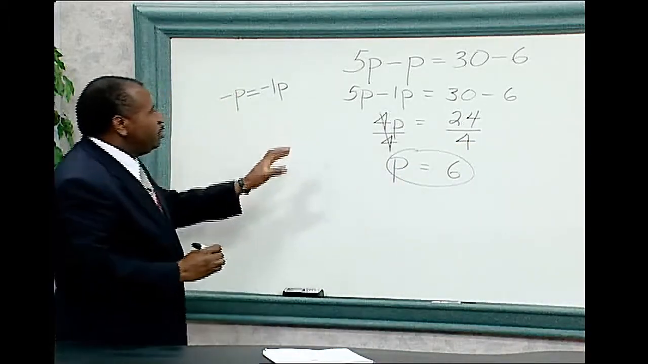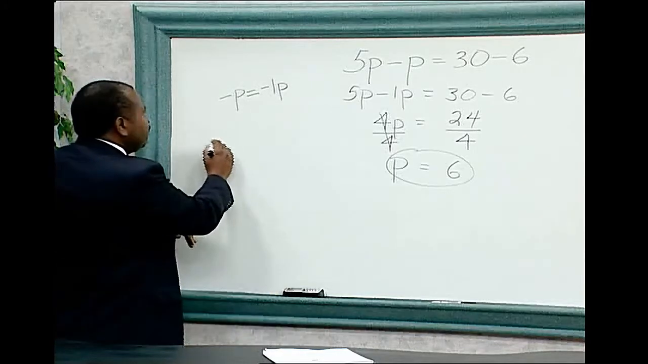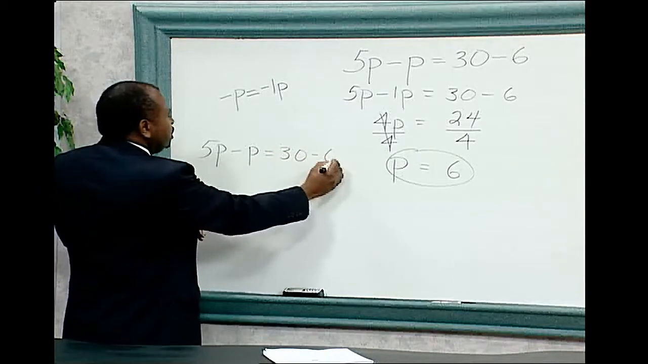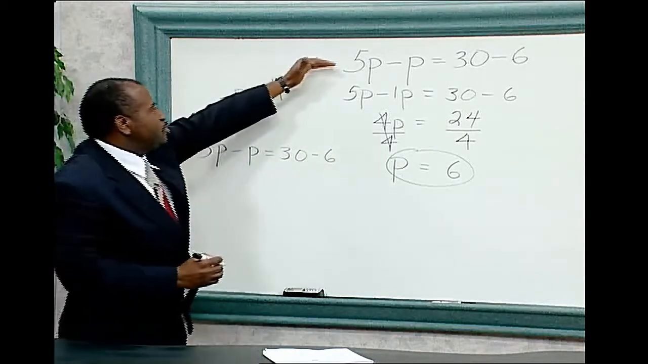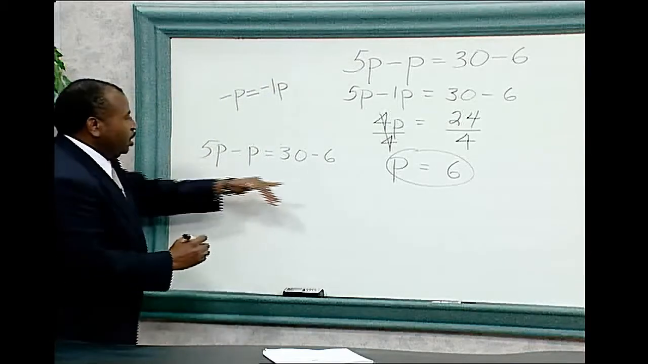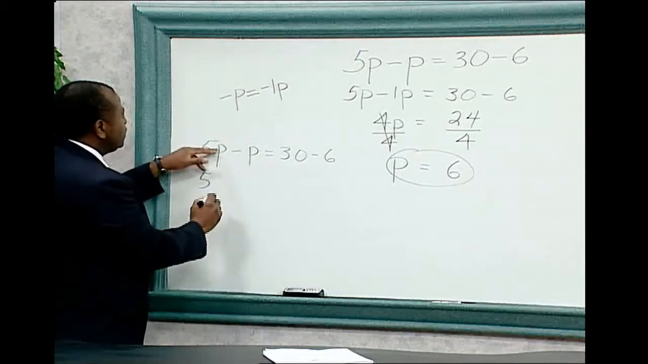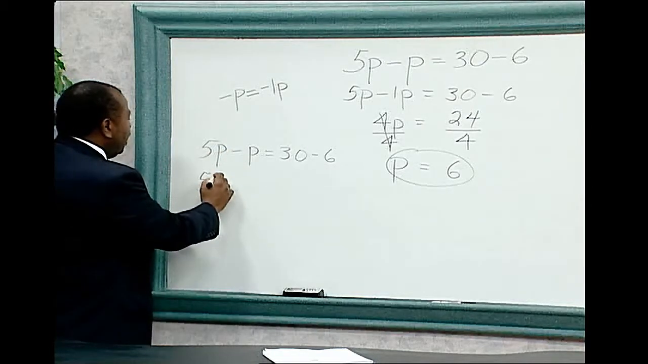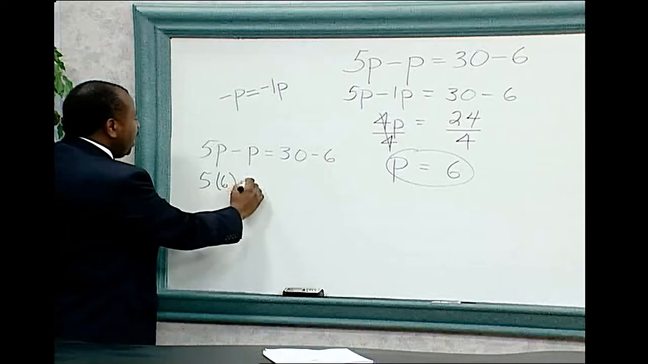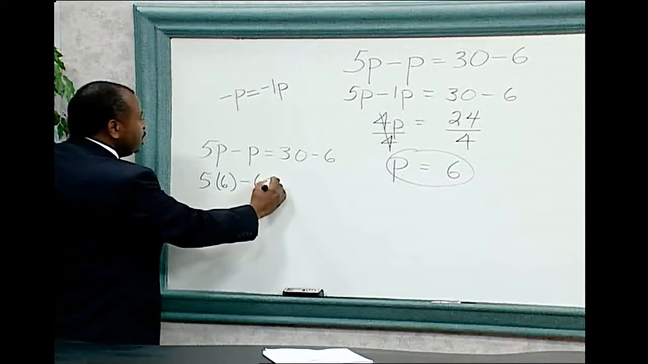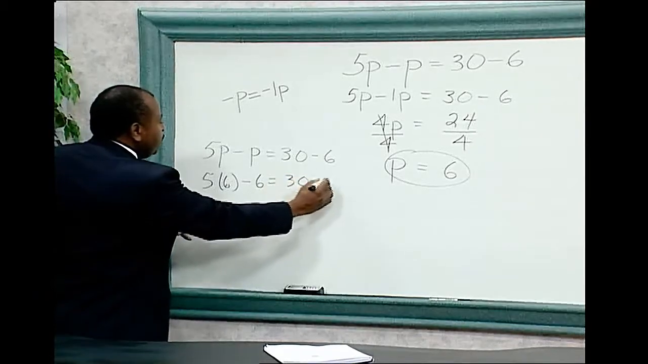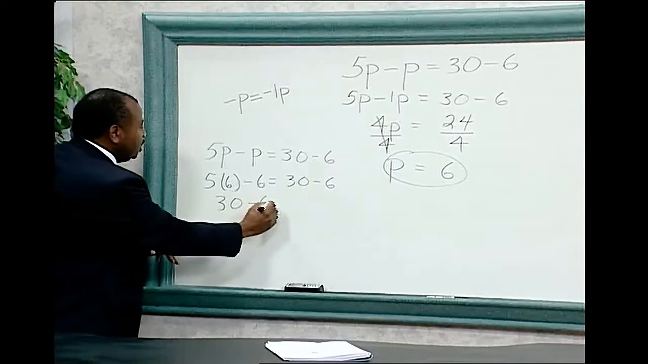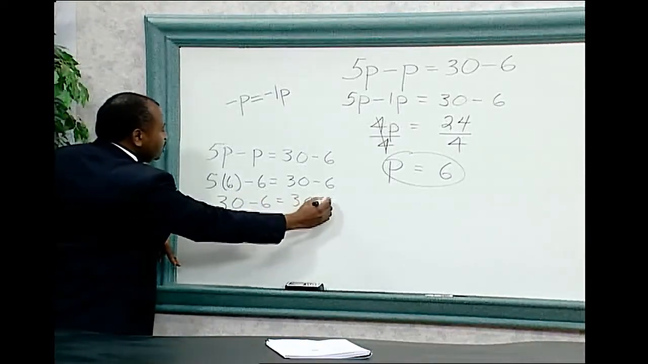Now, let's check our solution to make sure we have the correct answer. 5p minus p is equal to 30 minus 6. In order to check, we must go back to the original equation. P is equal to 6. 5 times 6, because 5p means 5 times the number. 5 times 6 minus 6 is equal to 30 minus 6.